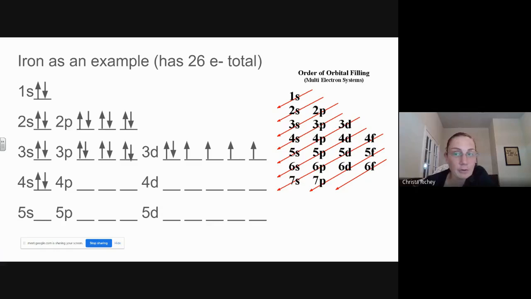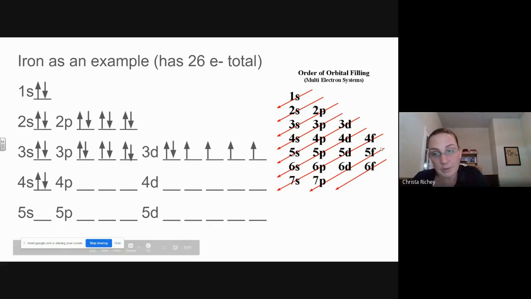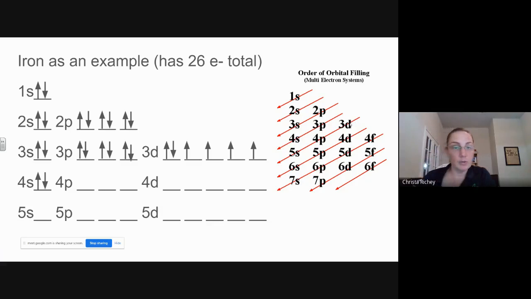So after 3p, you don't go to 3d. That is what I see people do wrong. You have to follow this, which is why I tell you with that cheat sheet that I'm letting you guys use all year long to put the filling order on the front of it. Because after 3p is 4s, then you come back and do 3d.